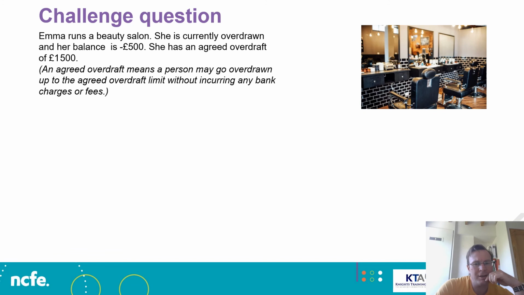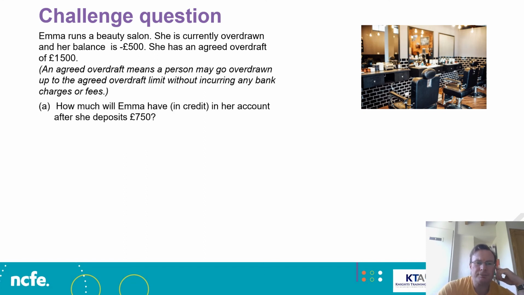Here she's gone £500 into her overdraft. But once it gets to 1,500, that's her credit gone. So here's the question. How much will Emma have in credit in her account after she deposits £750 into it? She's £500 down. She's going to put £750 into her bank. What's it going to say on her bank statement? Just pause the presentation whilst you figure that out.